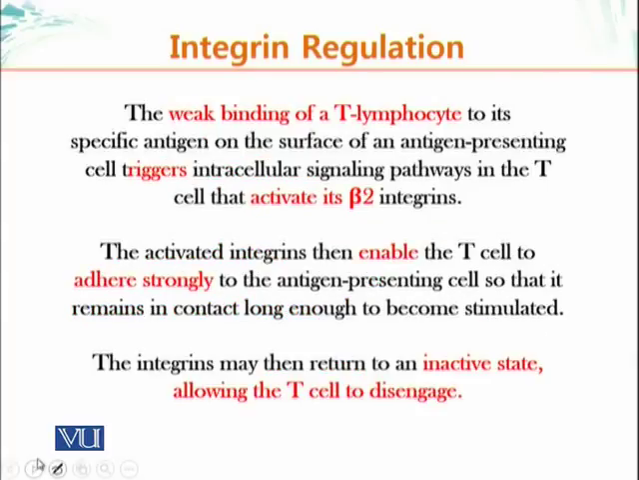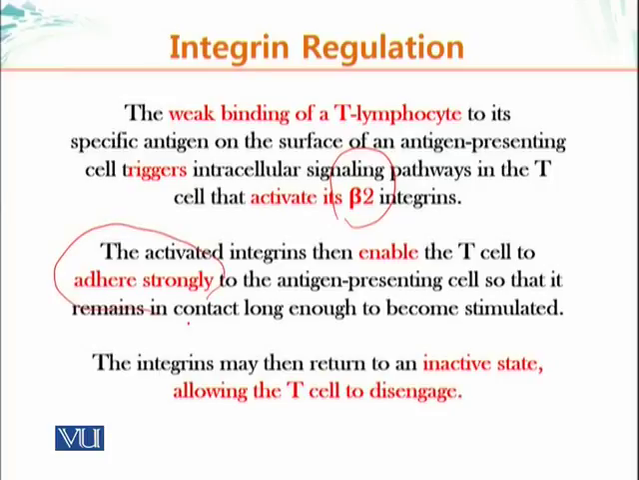Also remember that T lymphocytes initially bind weakly to antigen-presenting cells, and they are looking at what type of antigen is present on the surface of the antigen-presenting cells. They cannot bind the antigen-presenting cells more tightly. If they were to do that, they would not be able to scan the other cells. The weak binding of a T lymphocyte to its specific antigen on the surface of an APC triggers intracellular signaling pathways in the T cell that activate beta-2 integrins, which are present on the surface of these lymphocytes. The activated integrins then enable the T cells to adhere strongly to the APC.